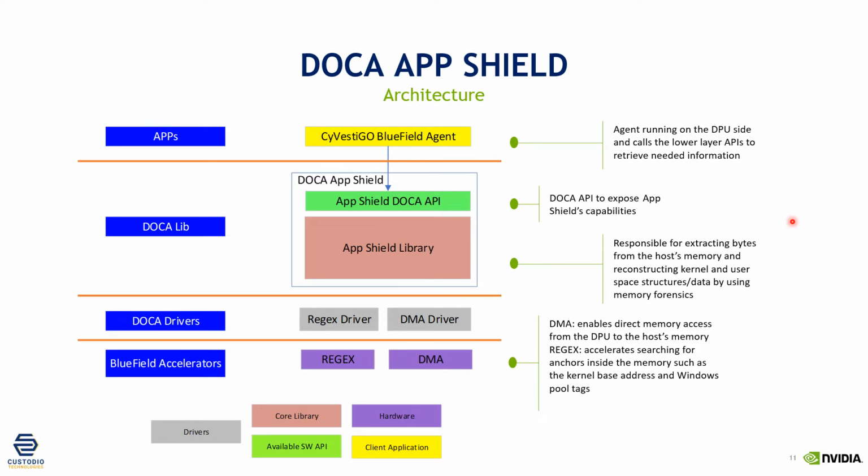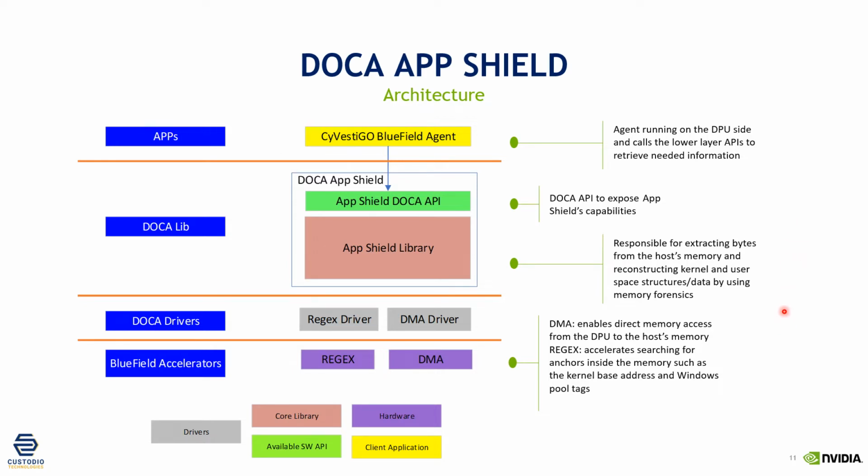This slide presents the different layers in the architecture of Docker App Shield. Starting from the lowest layer, which is the Bluefield accelerators, we can see that App Shield uses two accelerators. The first one is the DMA engine, which enables direct memory access from the DPU side to the host's memory. And the second accelerator is the regex engine, which accelerates searching for certain anchors inside the memory of the host. Those anchors can be, for example, the kernel base address and the Windows pool tags.